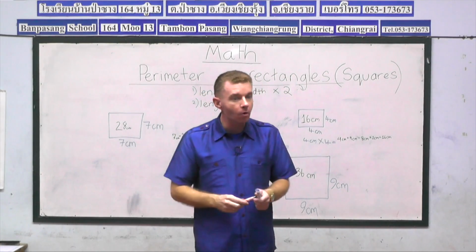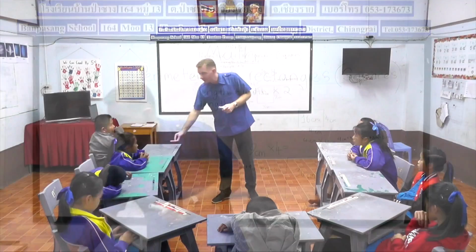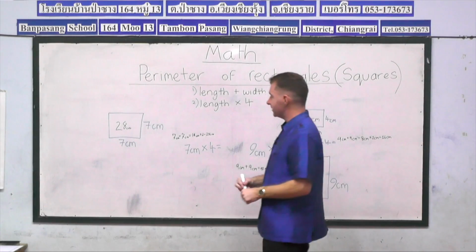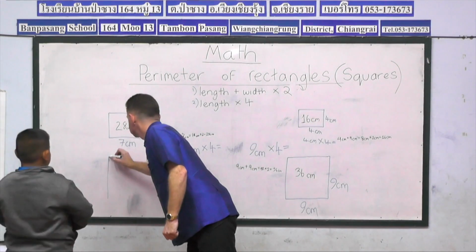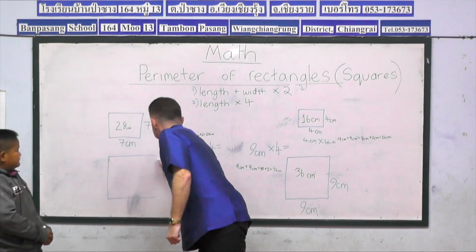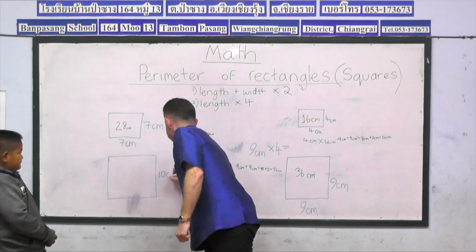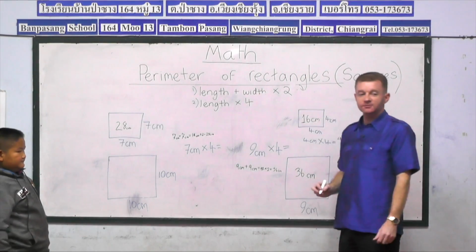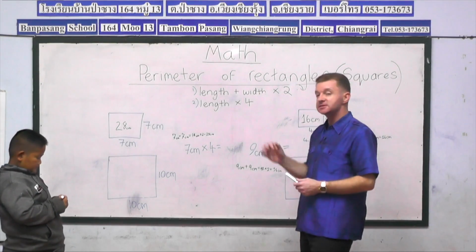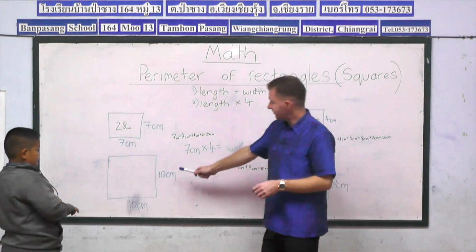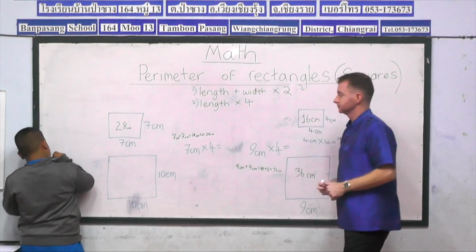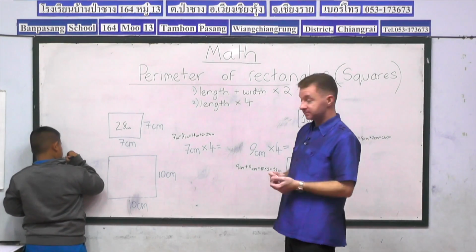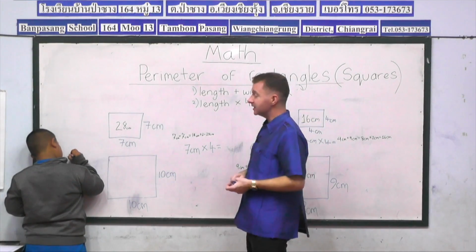Okay, let's do one more before we have to do our own worksheets. And Net can come and join me. So let's see, we've got a space here for Net's square. Okay, Net's square, the length of each side, 10 centimeters. So Net, 10 plus 10 equals 20.